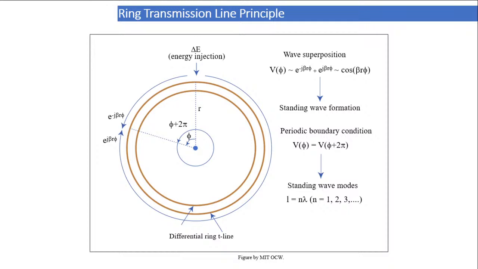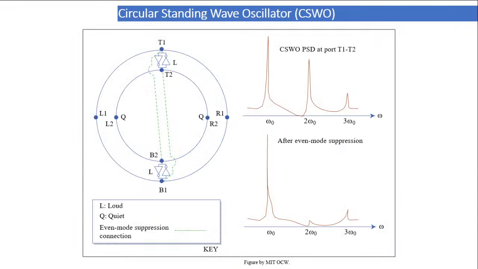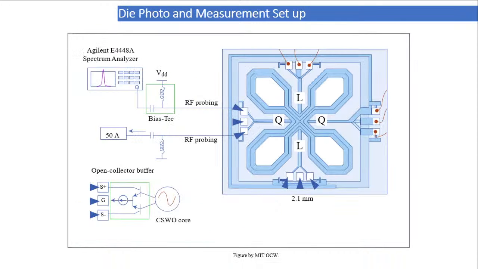This is a ring transmission line principle. Same principle, same transmission line, but here you use a ring. Only that is the difference. Instead of a linear standing wave, here we get a circular standing wave oscillation. This is a circuit realization of that ring oscillator that we saw.